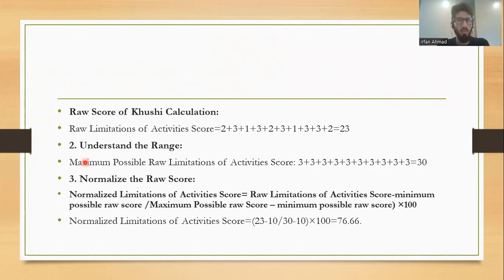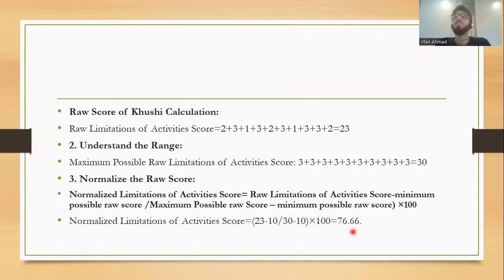So 10 is the lowest possible value, and 30 is the highest possible value for this physical limitation domain. Okay, so now normalize it. The formula, as I discussed earlier: the raw score, which is 23, minus the minimum possible raw score, which is 10, divided by the maximum possible raw score, which is 30, minus 10, the minimum possible raw score. Multiply by 100, and we get 76.